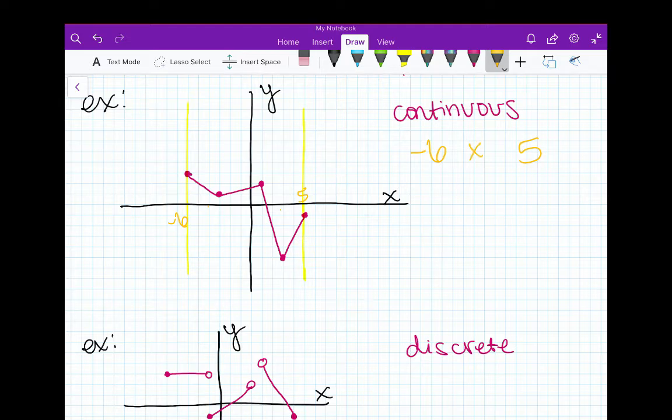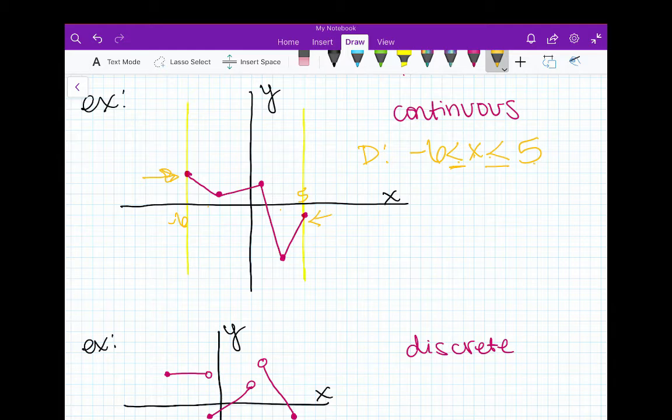And what this means is my x value can be anywhere between those two. So I'm going to use the less than symbols. Why? Because x is greater than -6 or x is less than 5. Well, can x equal -6? Yes, because of this closed circle here, it can equal -6, and also a closed circle here, it can equal -5. So this is how you would express the domain.